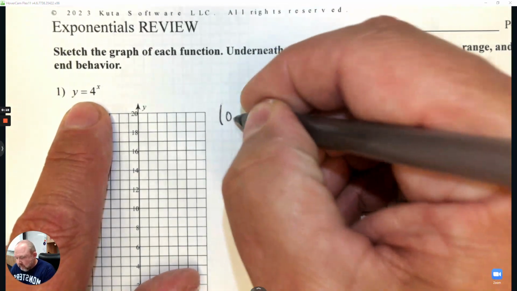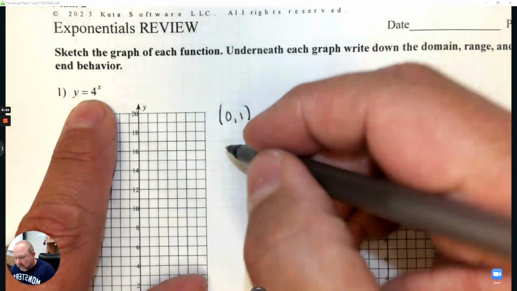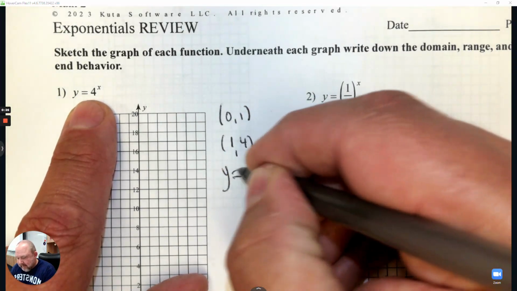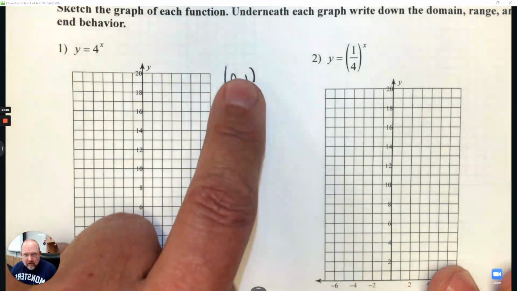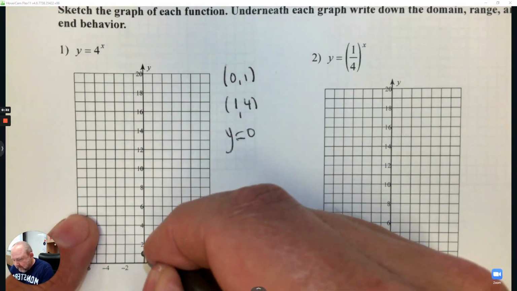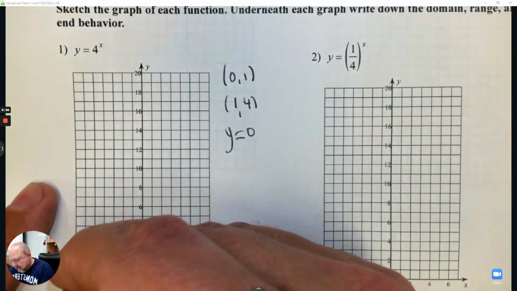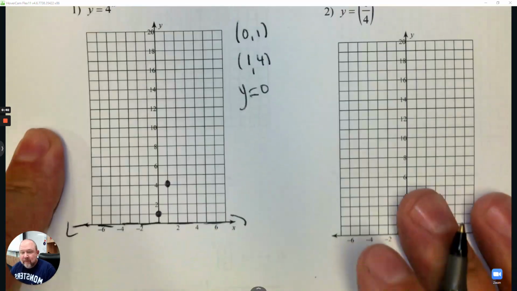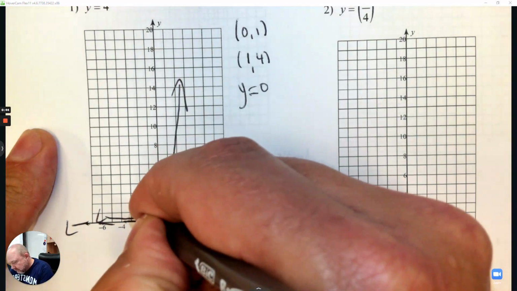So I need 2 points. So 1 point on every exponential is 0, 1. And 4 is bigger than 1, so the other point would be positive 1 and 4. And the asymptote at y equals 0. That's it. So I'm going to find 0, 1. I'm going to find 1, 4. And the asymptote at 0. And then I'm going to draw the exponential curve using those points.